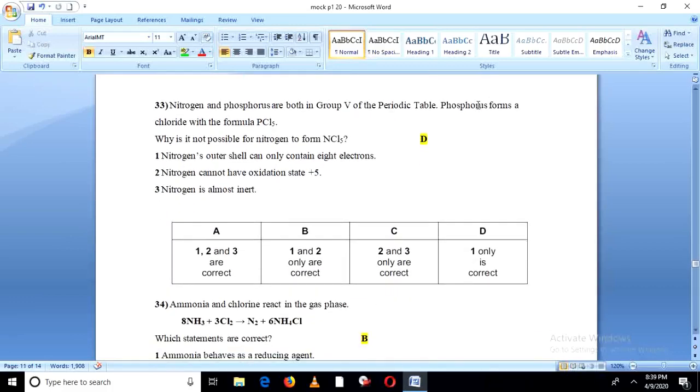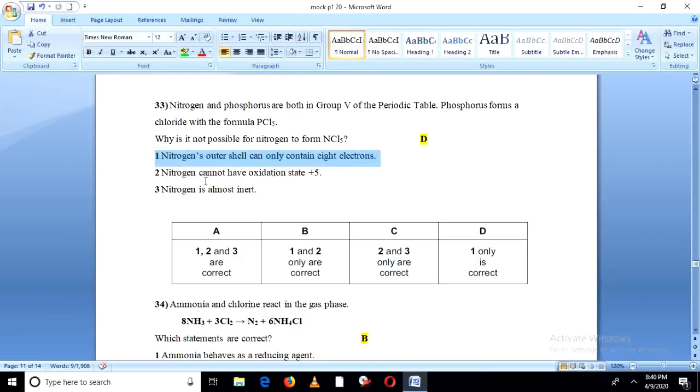In the 33rd MCQ, it says nitrogen and phosphorus are both in group 5 of the periodic table. Phosphorus forms a chloride with the formula PCl5. Why is it not possible for nitrogen to form NCl5? Here I have highlighted the answer, that is D. Statement 1 is correct, that nitrogen's outer shell can only contain 8 electrons. Yes, this is a true thing.